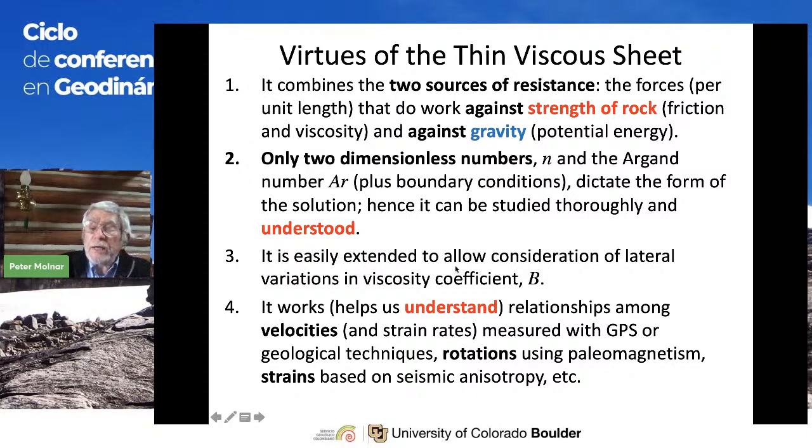And it's easily extended to allow consideration of lateral variations in the viscosity coefficient. I'll show you that in a second, because one can change the value of B throughout the region and in fact try to infer that. And it works in the sense that it helps us to understand the relationships among velocities and strain rates measured with GPS or geologic techniques, rotations, because rotations are important, using paleomagnetism, and strains based on seismic anisotropy. It brings all of these quantities together.